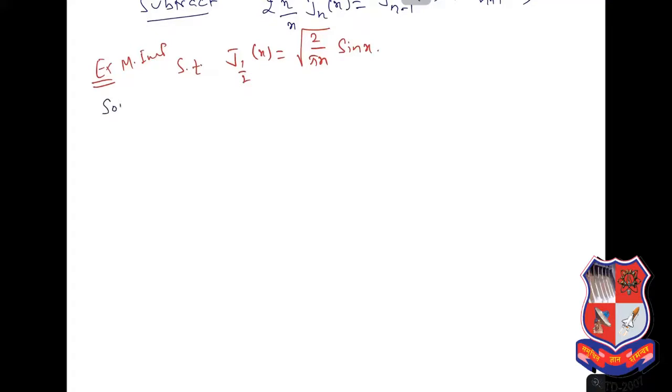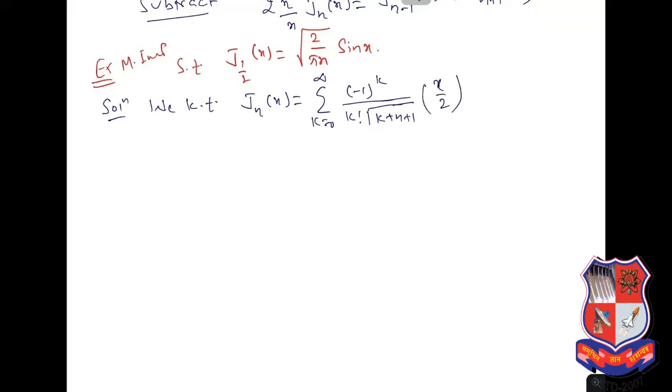So we know that Jn(x) equals series k equal to 0 to infinity, minus 1 power k over factorial k, gamma k plus n plus 1, x by 2 power 2k plus n. Now put n equal to 1 by 2.